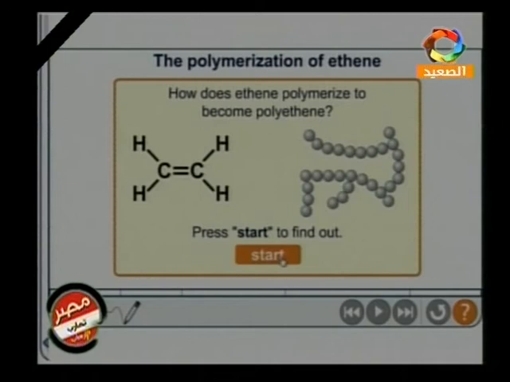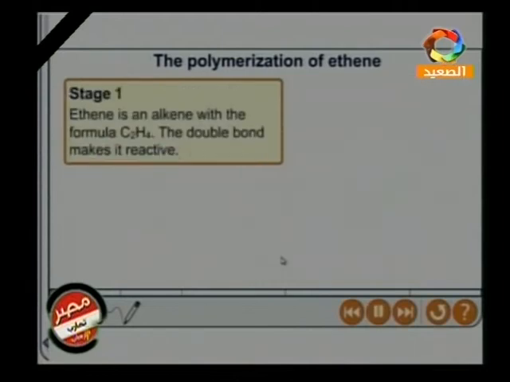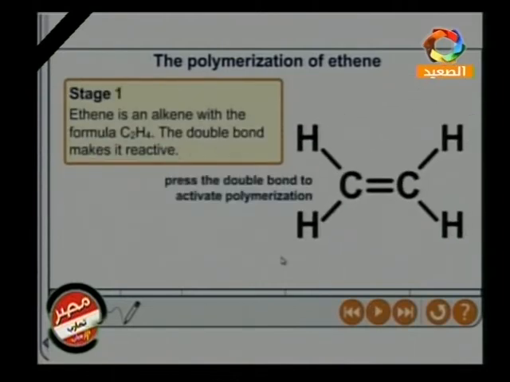Here we have the polymerization of ethene. How does ethene polymerize to become polyethene? Let's start to find out. We have stage number 1. I use phenol to start this reaction.